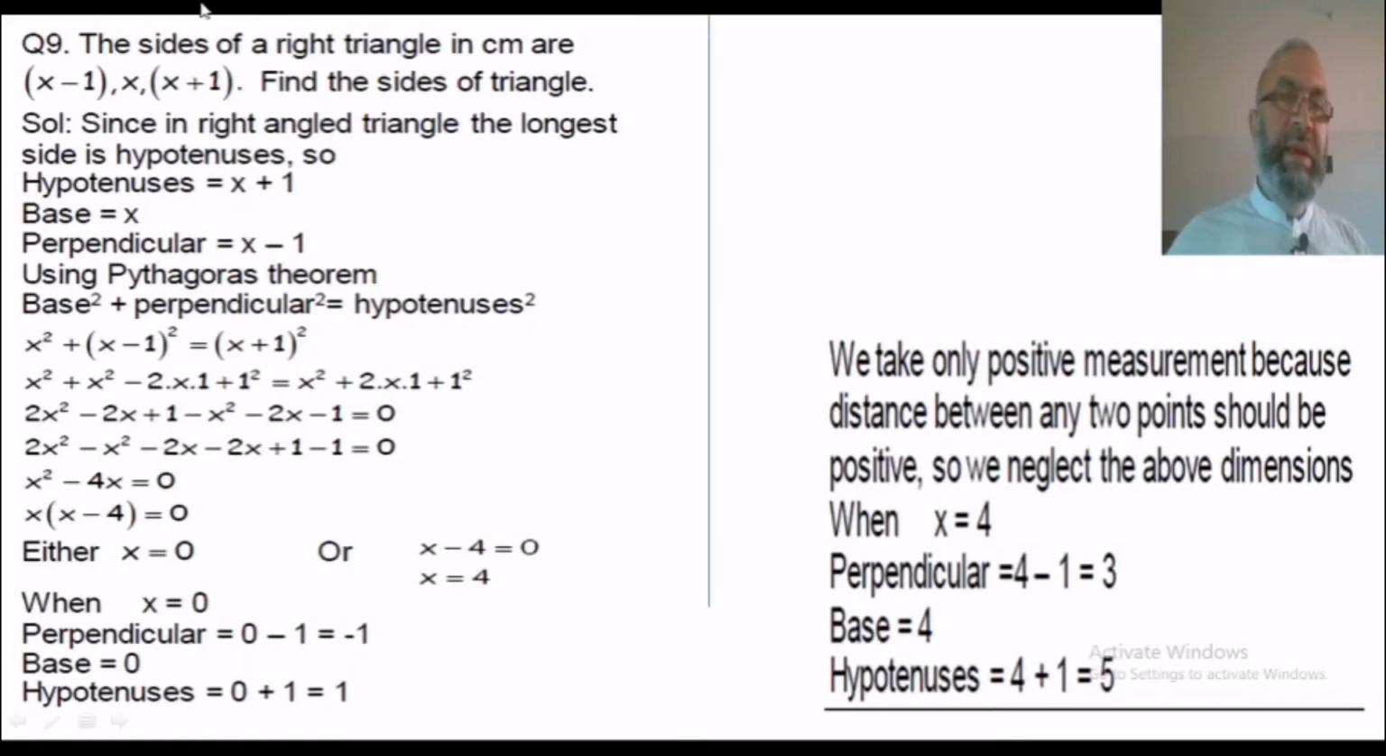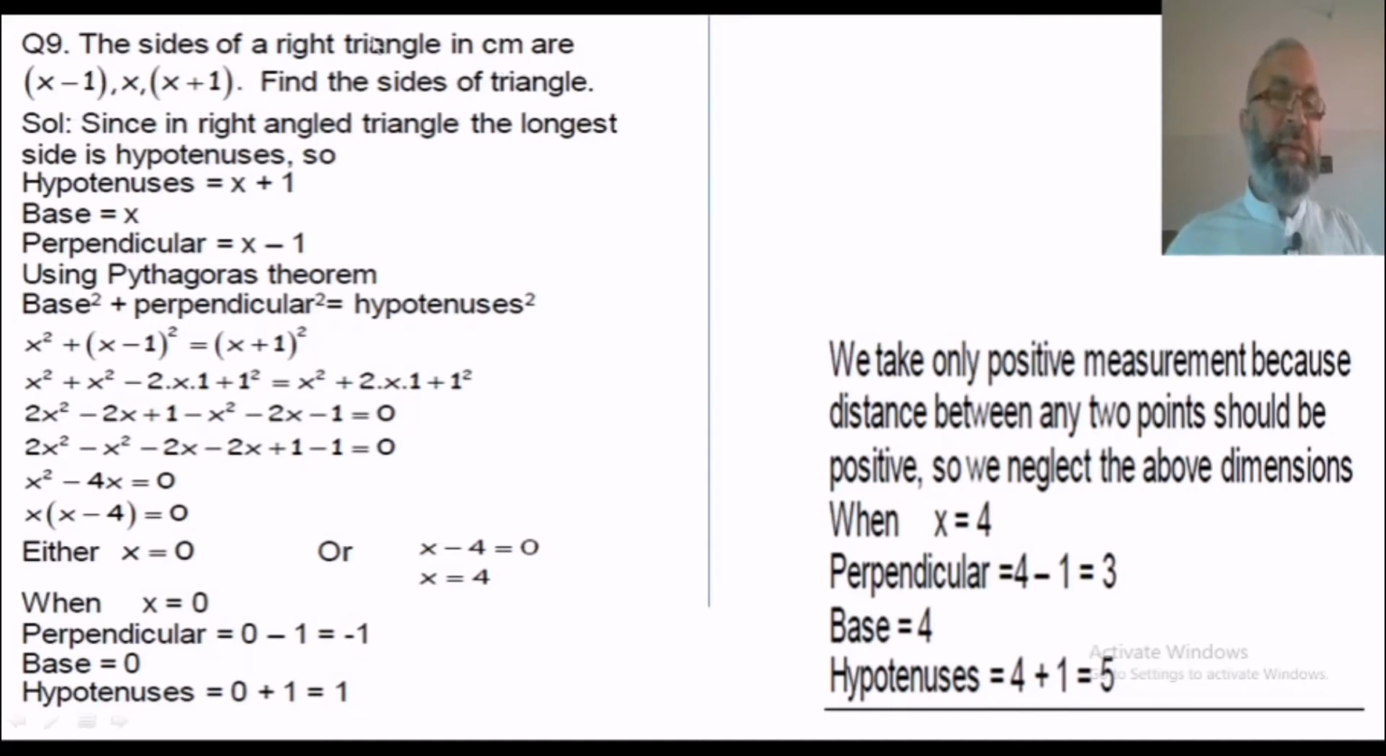Next is question 9, the same triangle. The sides of a right triangle in centimeter are x minus 1, x and x plus 1. Find the sides of the triangle, the sides of a right triangle.